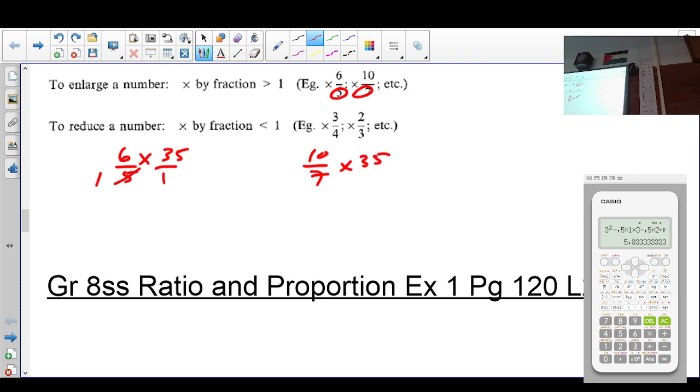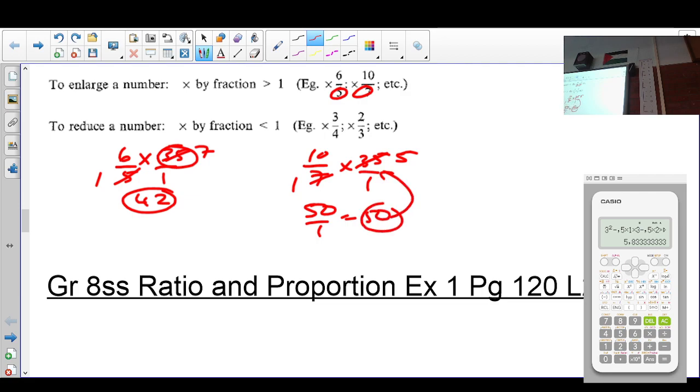Okay, that's over 1. 5 goes into 35 seven times, which gives you 42. Is 42 greater than 35? Yes. So that's over 1. 7 goes into 35 five times, 5 times 10 is 50. Is 50 greater than 35? Can you see it? So the note says to enlarge a number, you must multiply by a number greater than 1. Can you see that, people?